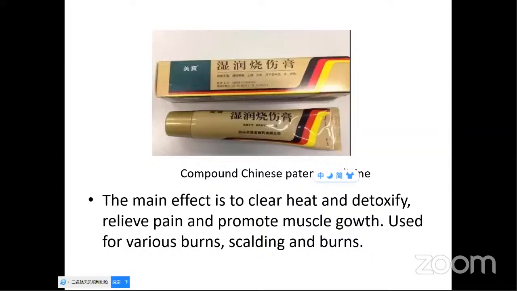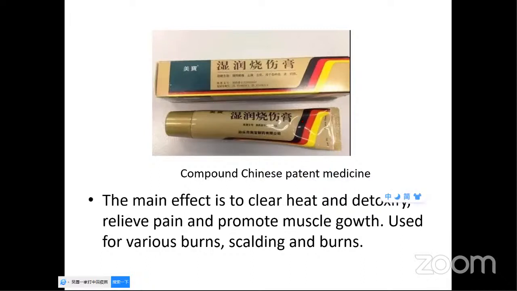Yeah. So like my hand, here, it's a burn. It's burned during the cooking. So I use this traditional Chinese medicine to cool it, and the main effect is to clear heat and detoxify, relieve pain, and promote muscle growth. So used for various burns and scalds. These are 滋润烧伤膏, compound traditional Chinese patent medicine.